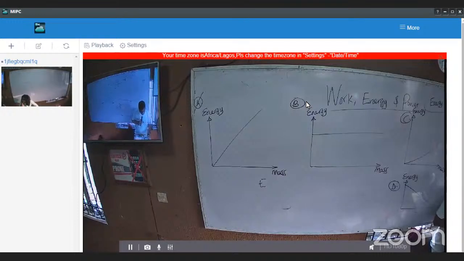Let's go. Next question. Number 7. Find the potential energy of an object of mass 10 kilogram.